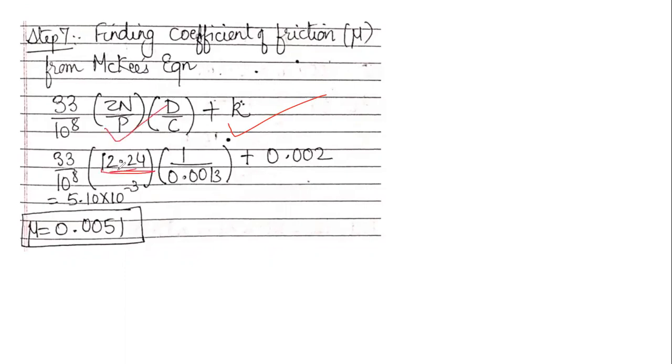Calculated Zn by P is 12.24. Right now we saw D by C is 1/0.013 and K we will always take as 0.002 based on the L by D ratio range, which I have previously discussed with you. So the answer is coming 5.10 into 10 raised to minus 3. So coefficient of friction is 0.0051. Step number 7 is done.